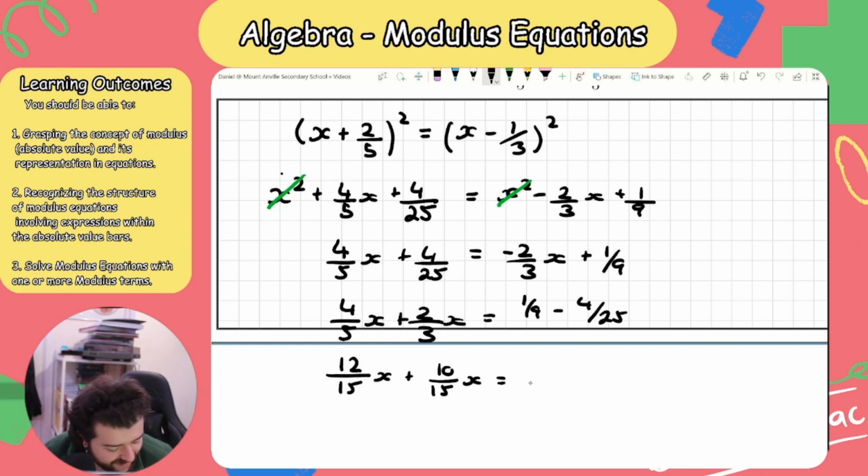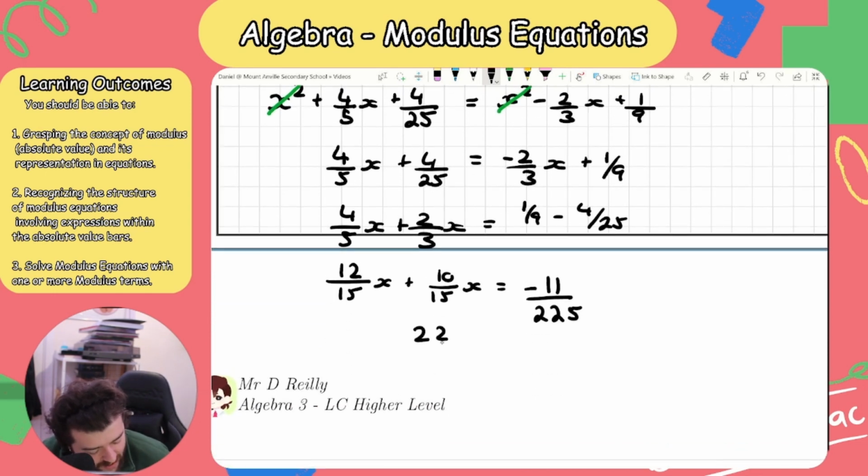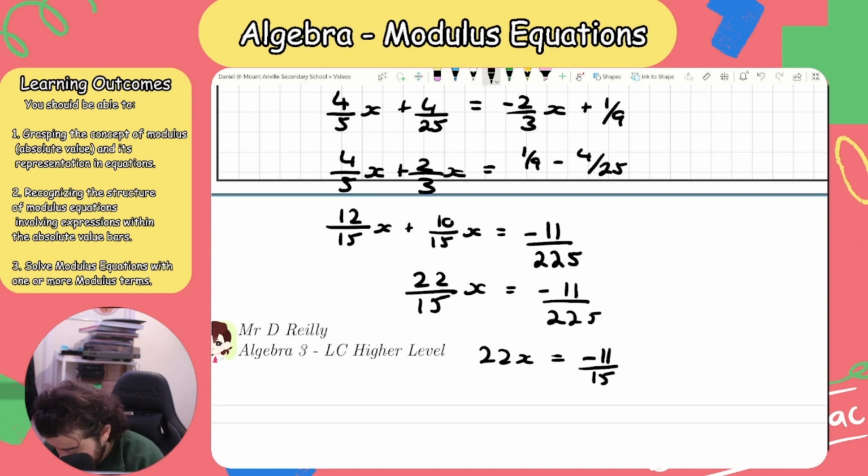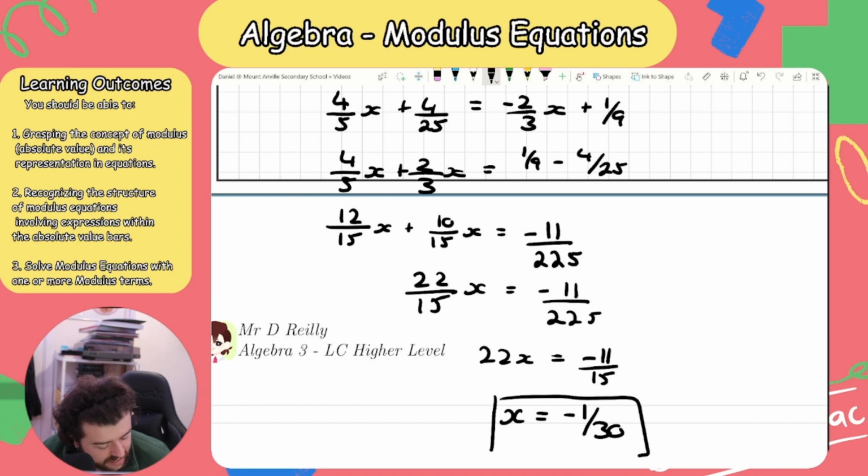Minus 11 over 225. Add these together. 22 over 15x equals minus 11 over 225. I'm going to multiply both sides by 15. I'm going to get 22x equals minus 11 over 15, and then divide both sides by 22. My answer here is x is going to be equal to 1 over 30.